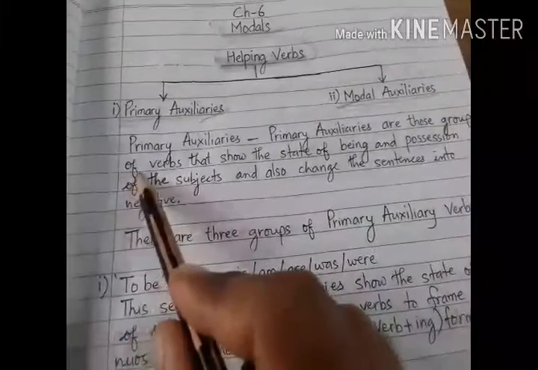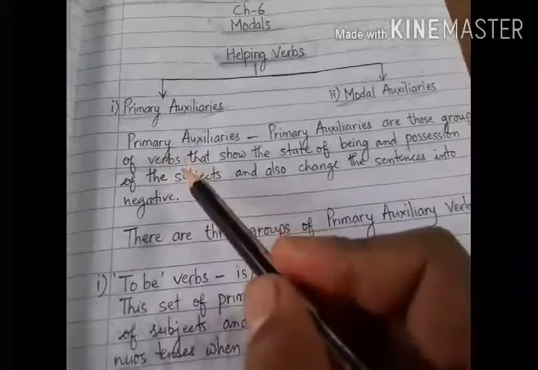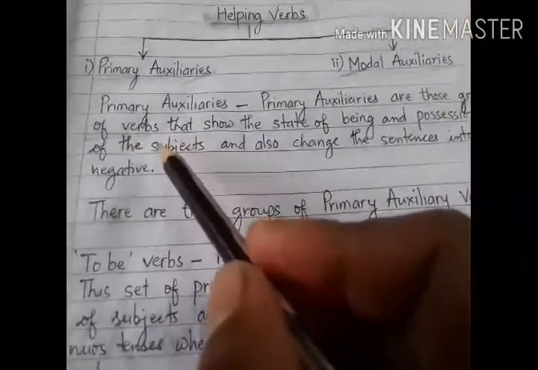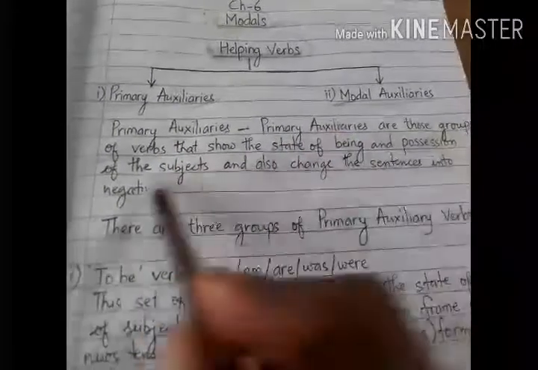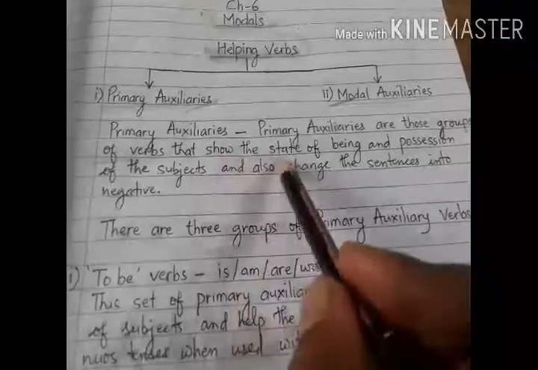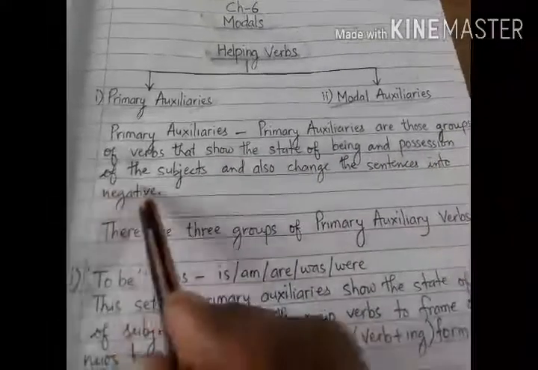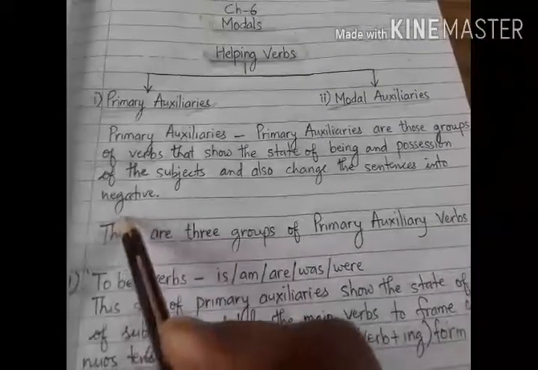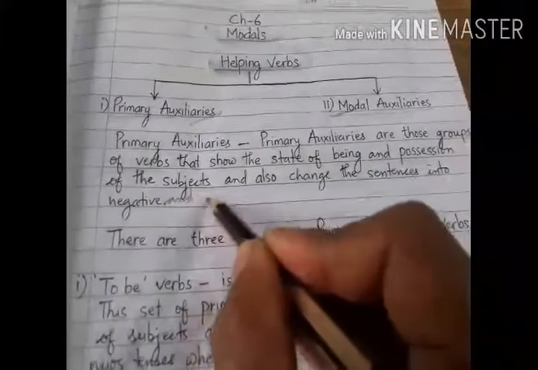Primary auxiliaries are again classified into many groups. What are those groups? We will understand in this video. Primary auxiliaries are those groups of verbs that show the state of being and possession of the subjects and also change the sentences into negative and interrogative.